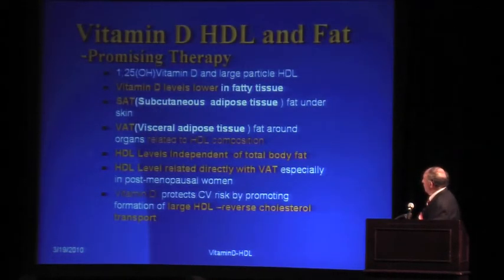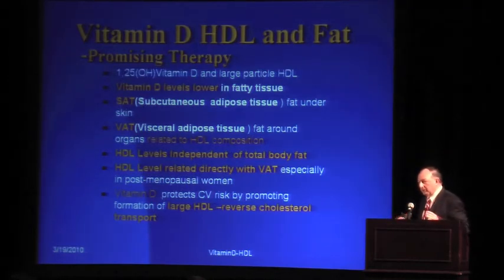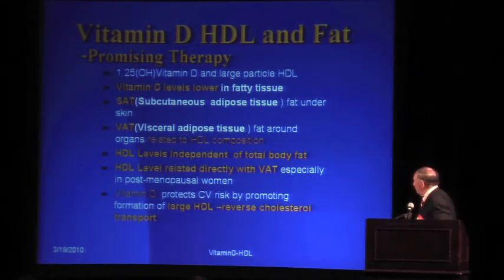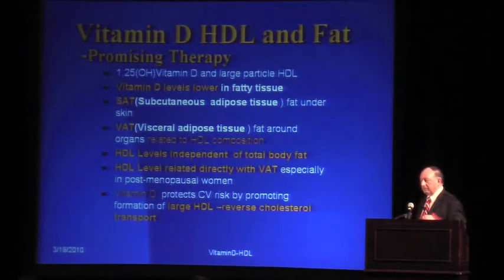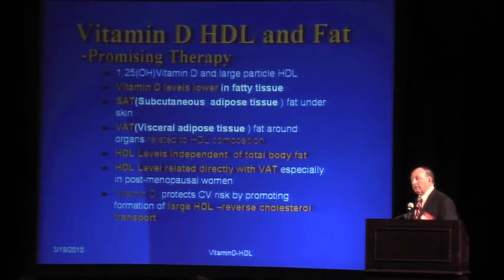Now, what about vitamin D, HDL, and fat? Because we're beginning to see the association now between the overweight patient, the patient who has excessive amount of weight, and vitamin D levels. We know, for instance, that vitamin D levels are much lower in fatty tissue. But fat tissue is different. There is what we call subcutaneous adipose tissue. That's the fat underneath the skin. And we have visceral adipose tissue. That's the fat that is around our abdominal cavities and around our organs.